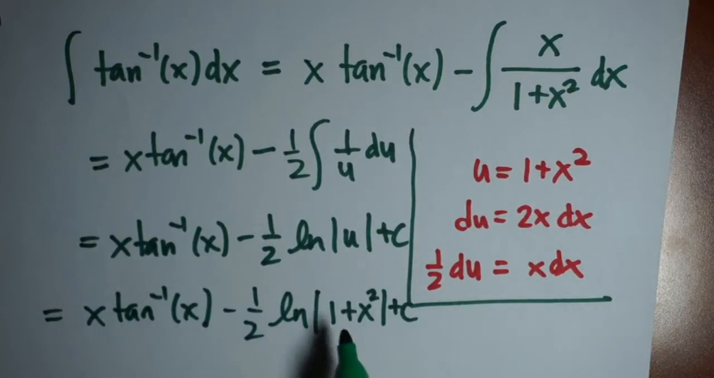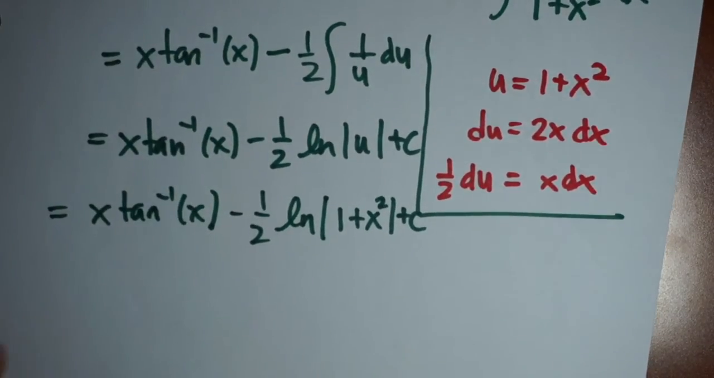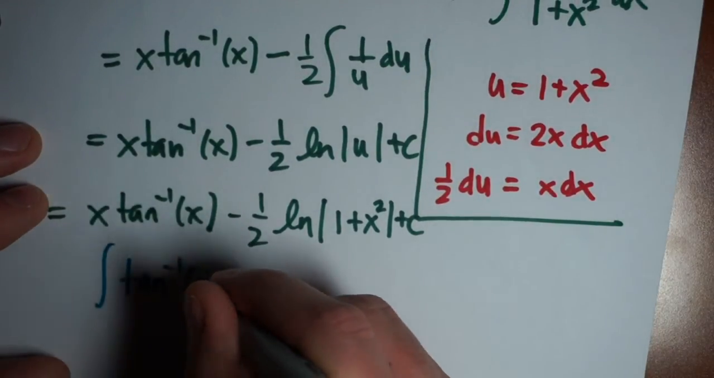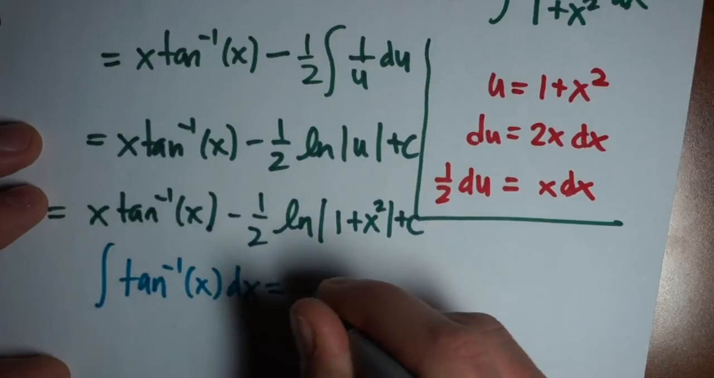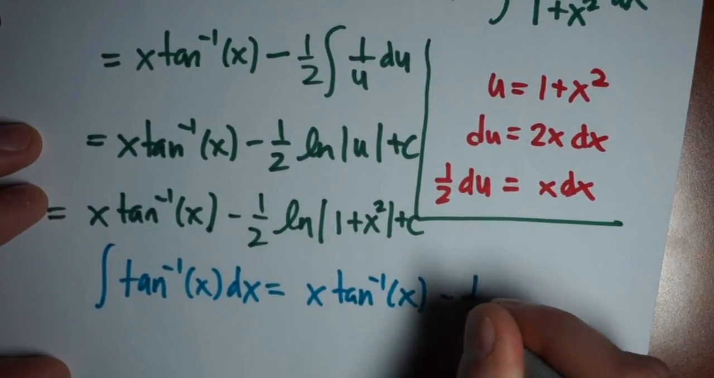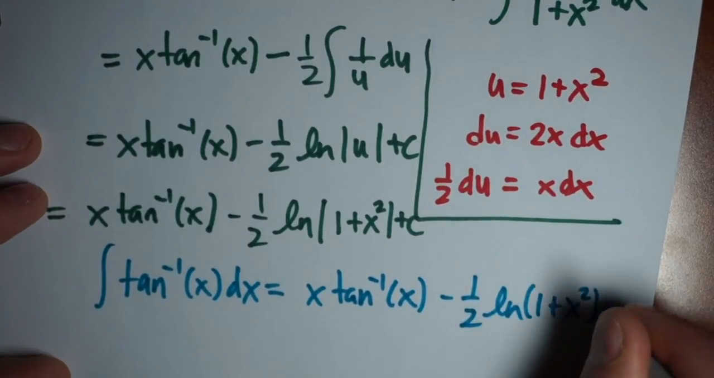Technically, I don't need these absolute values around the 1 plus x squared, because the thing inside is always going to be positive. So when I write down my final answer, what I end up with is the integral of the inverse tangent of x is going to be equal to x times the inverse tangent of x minus a half the natural log of 1 plus x squared plus the constant c.